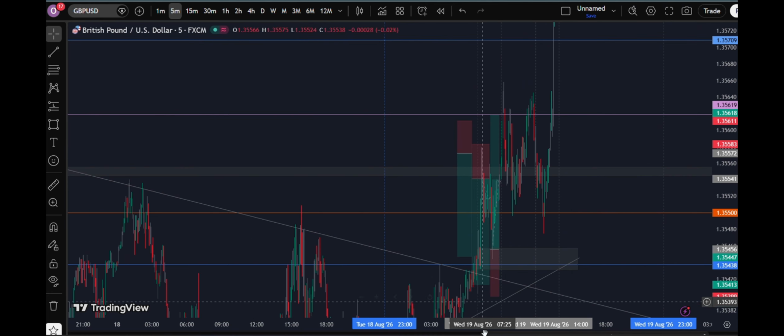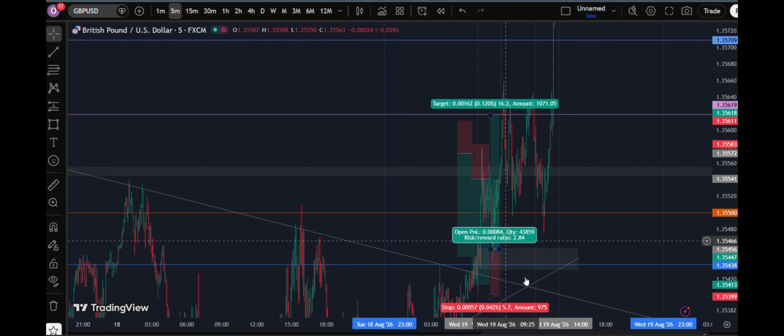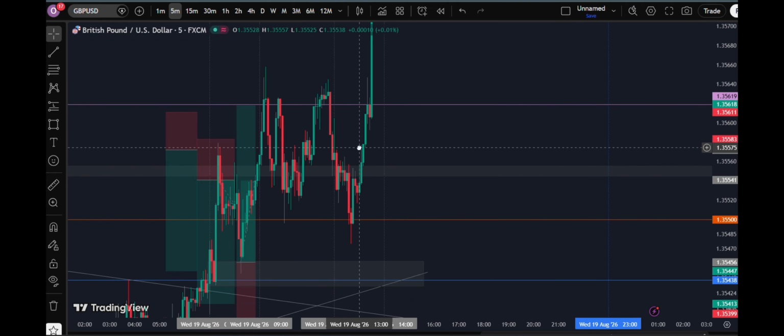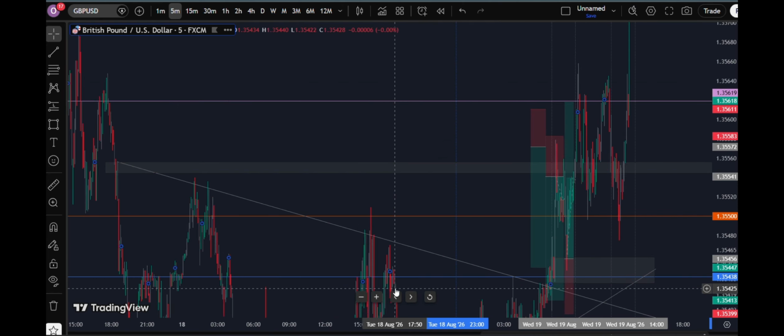So I took a sell and a buy. In case my sell doesn't work out, at least my buy will, because the market was highly bullish. And why did I take this sell? Because right at 7 o'clock, we always have this entry analysis.